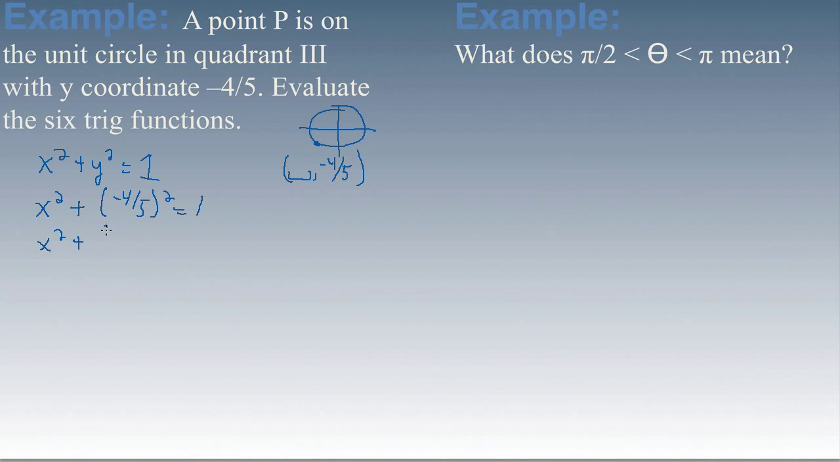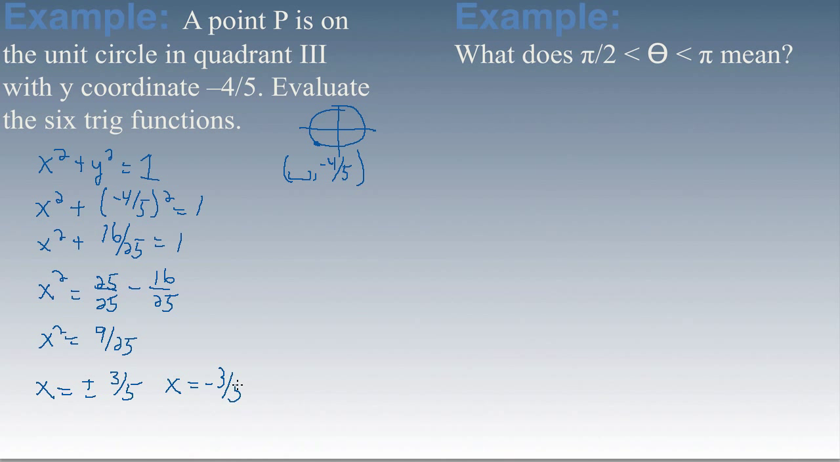X squared plus 16/25 equals 1. I'm going to change 1 into a common denominator, so 25/25 minus the 16/25 tells me that x squared is 9/25, and I know that x is plus or minus the square root of both the numerator and the denominator, or 3/5. How do I know which one to choose? Am I going to use both? Well, if I was told that I'm in quadrant 3, I know that both the x and the y coordinates are negative. So for this problem, my x is only the -3/5 answer.